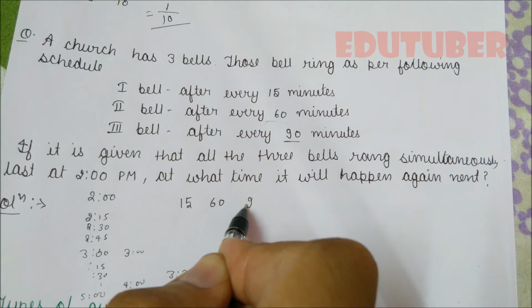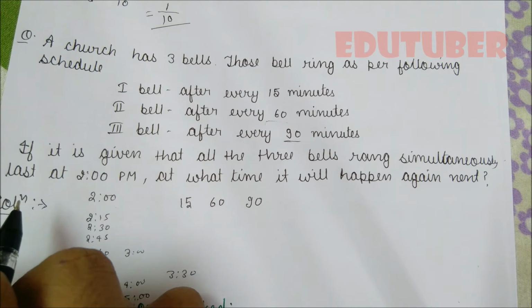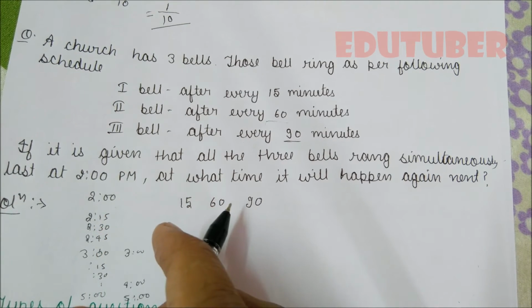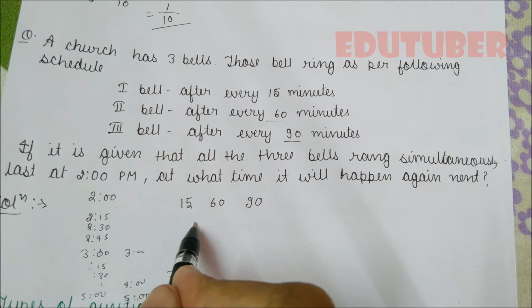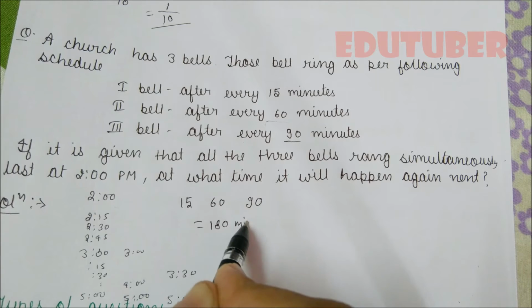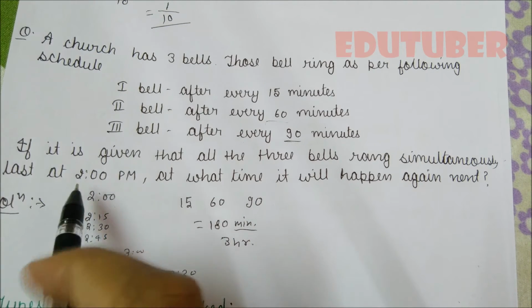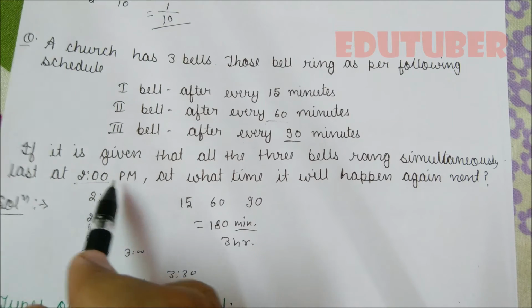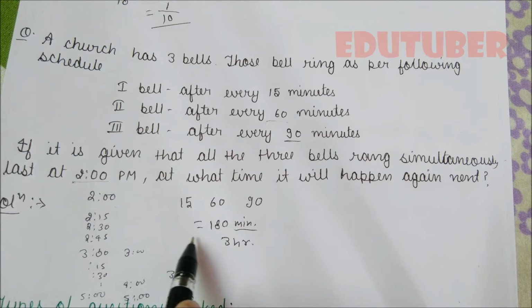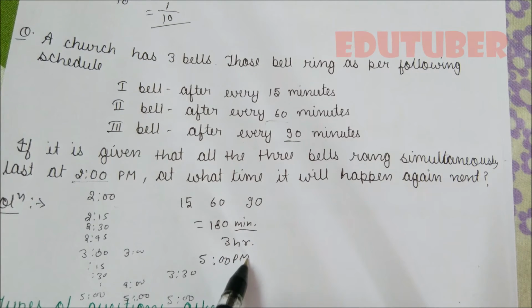At least now you can pause the video and calculate the LCM of these 3 numbers. Now I assume that you have calculated the LCM of these 3 numbers and it comes out to be 180 minutes. 180 minutes means 3 hours. So if they last rang at 2 p.m., now they will ring at 2 plus 3, 5 p.m. That is the answer. I hope you got it.